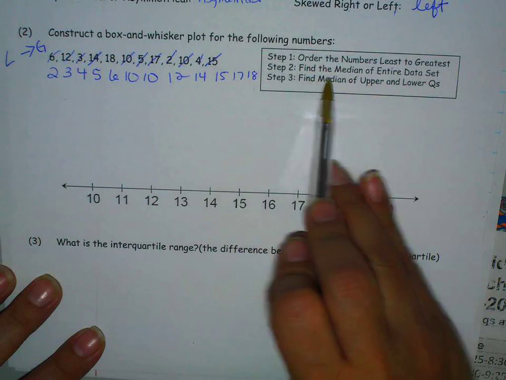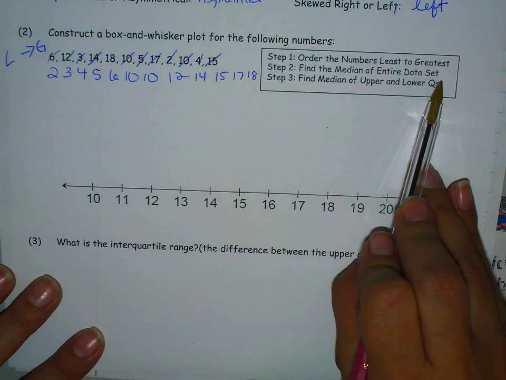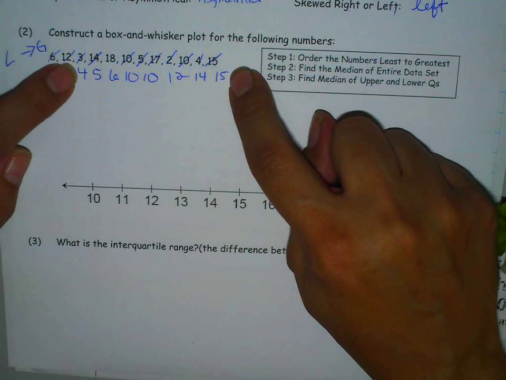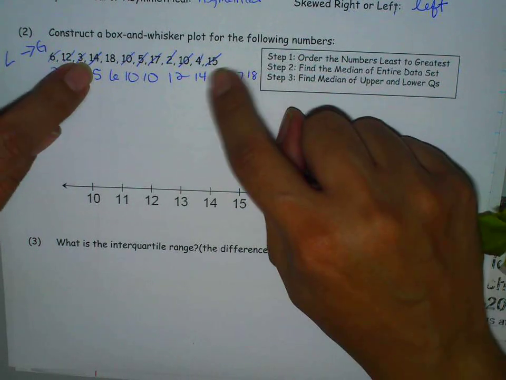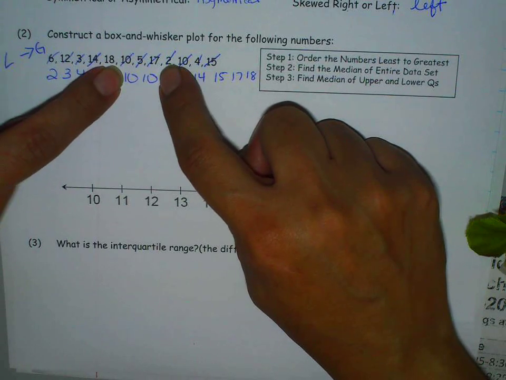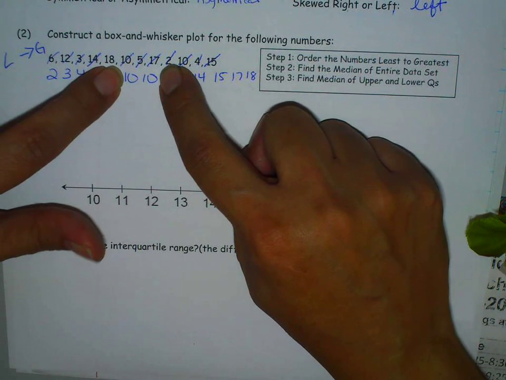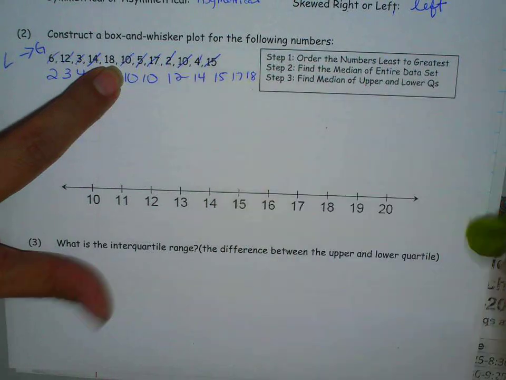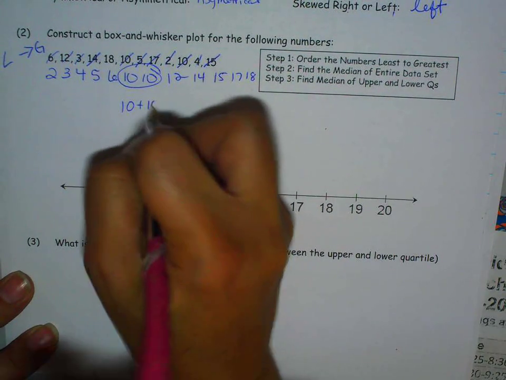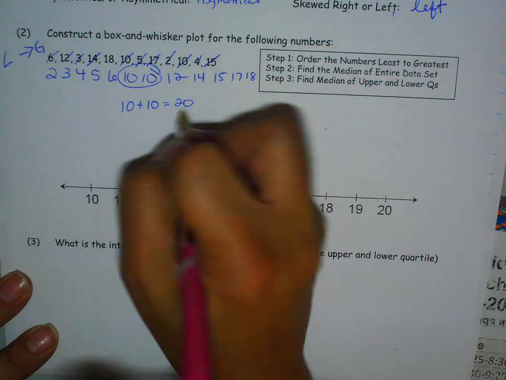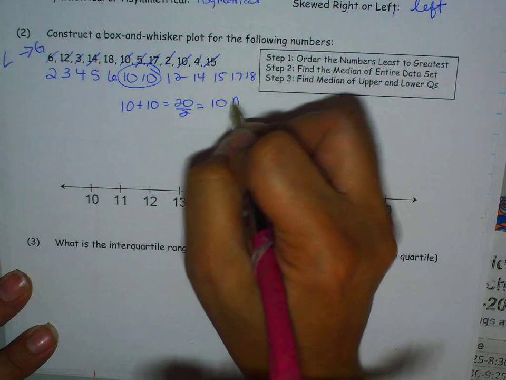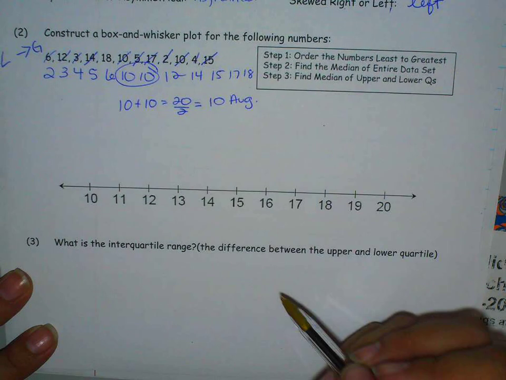Now I'm going to find the median of the entire data set. So I'm going to start from my ends. 1, 2, 3, 4, 5, and then I have 2 of them stuck in the middle. So what I would do would be add 10 plus 10. 10 plus 10 is equal to 20, and then divide it by 2. That's 10 to find my average, and it is 10.